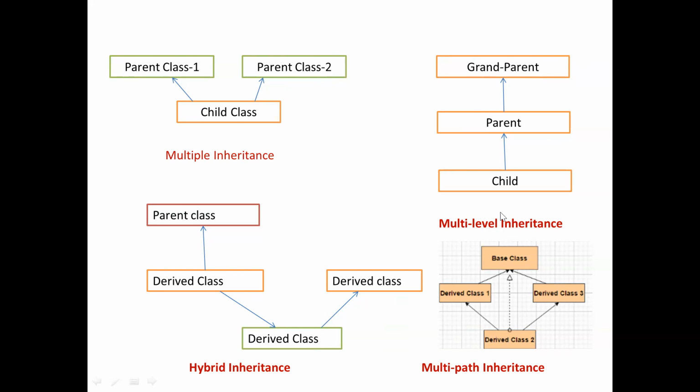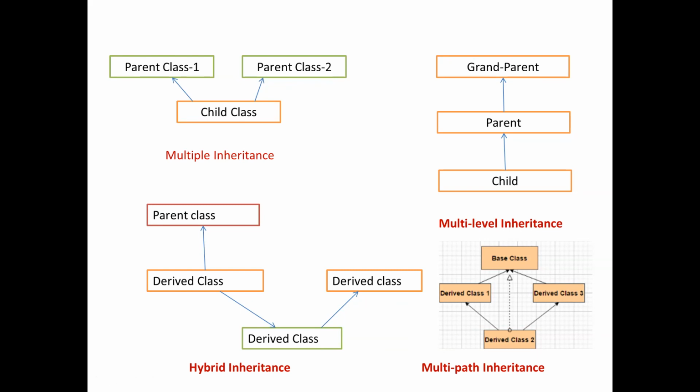So what is the meaning of this inheritance? The child class can acquire the properties of the parent class directly, and the child class acquires the properties of the grandparent indirectly through the parent class. So this is multi-level inheritance, whereas this is hybrid inheritance.